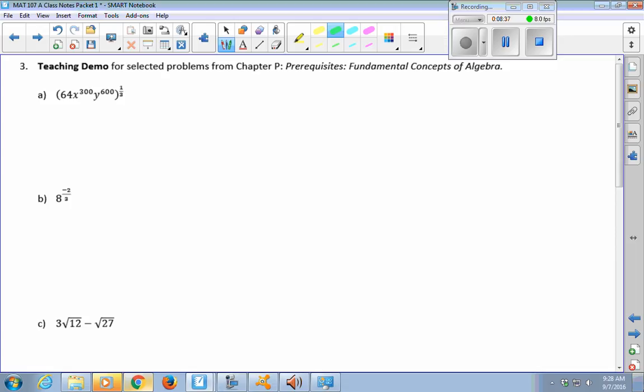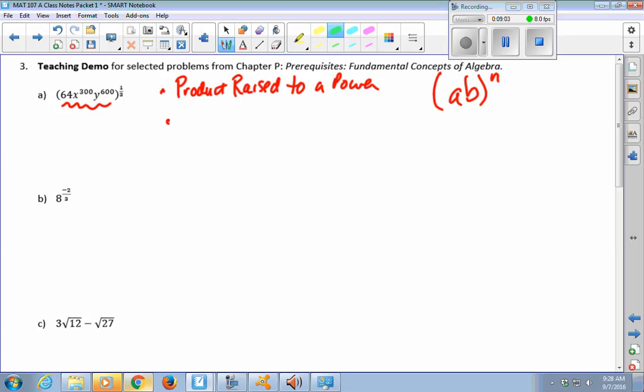Okay, so there's 2 things going on here. You have to know the exponent property for a product raised to a power, because this is a product. Anytime you multiply a bunch of stuff, it's called a product, and it's being raised to a power. So you need to know what to do with something that looks like this, a product raised to a power. That's the first thing.